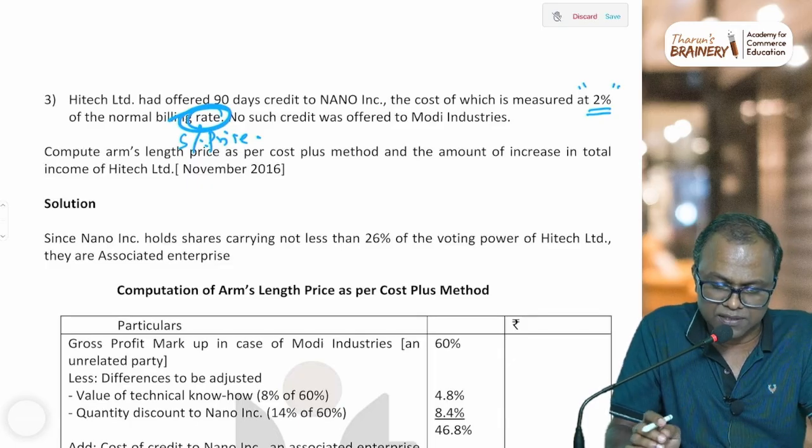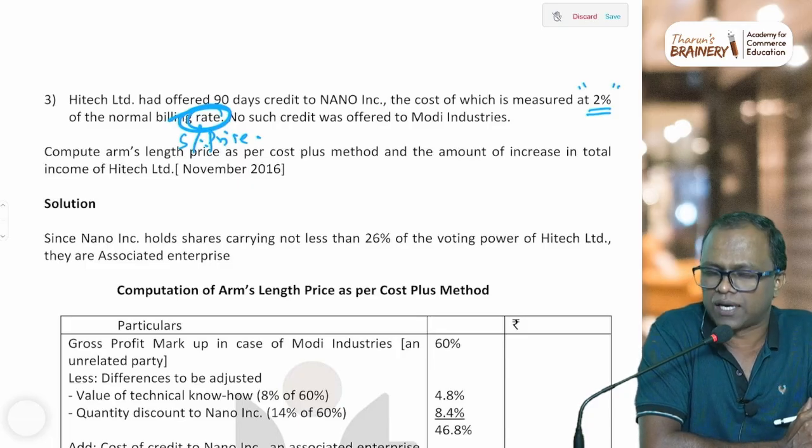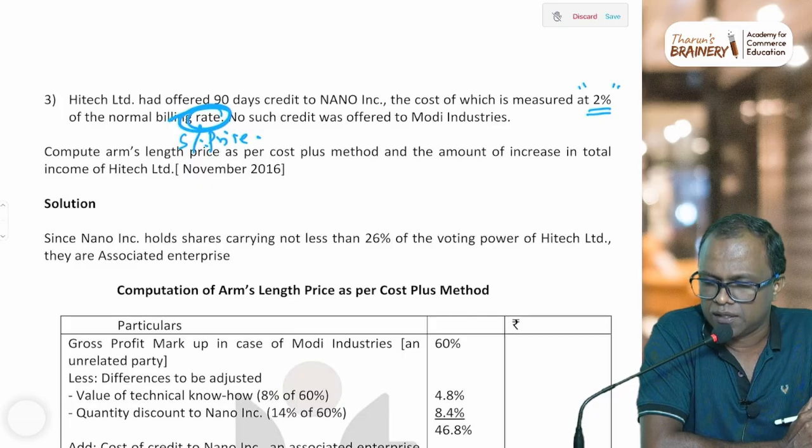So remember, first thing is technical support. Related party providing technical support, unrelated party not providing us technical support. So for unrelated party, we are incurring more expense and we are billing more. So the gross profit margin with unrelated party will be more to that extent. And second one, we are giving quantity discount to related party.